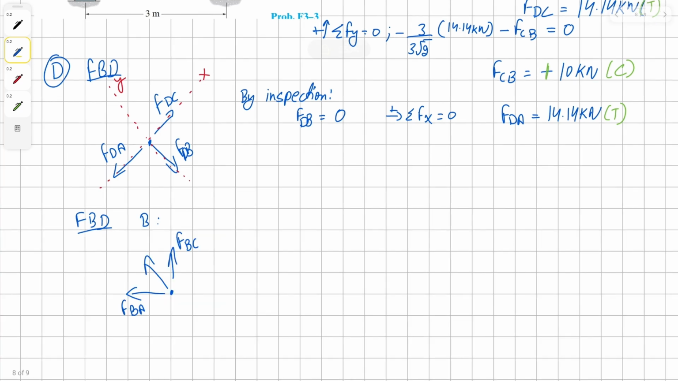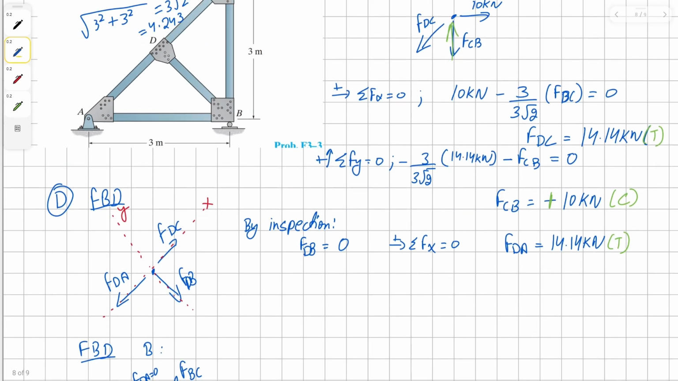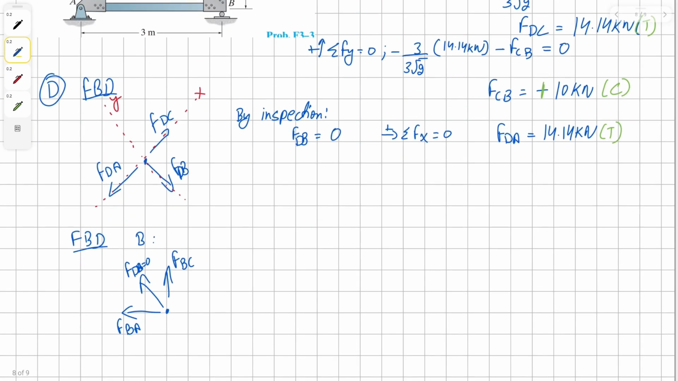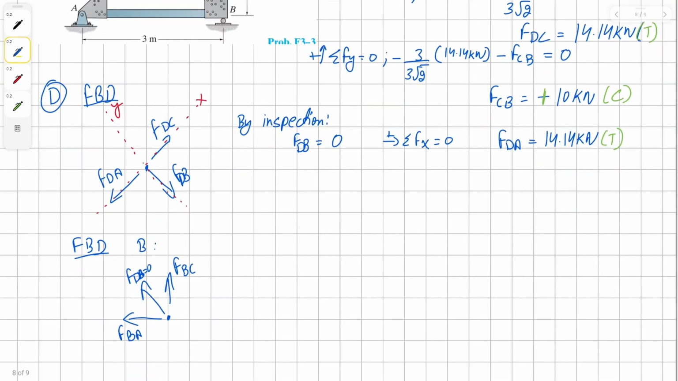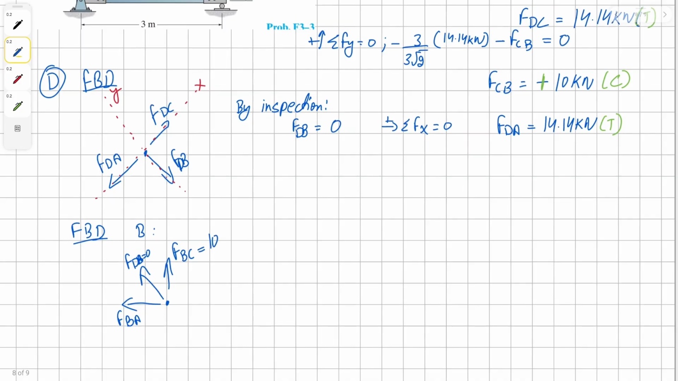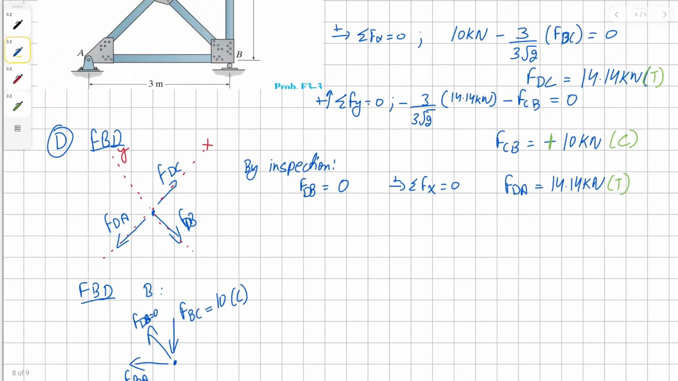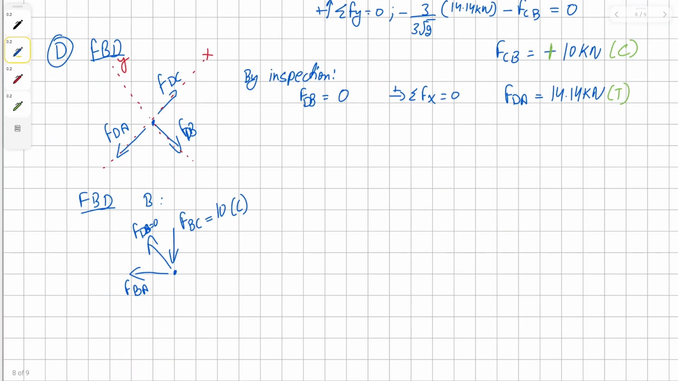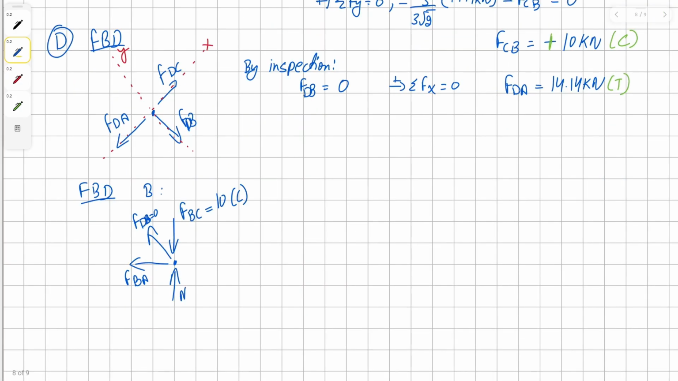Looking at the vectors, we know that force DB is going to be 0 because it's a 0 force member. And then we have already found the force for member CB or BC, which is 10 kilonewtons, and it's in compression. Then we just have to find our force for direction of the roller at B. And before we go to the roller, we also know that our force BA is going to be 0 by inspection because there isn't any other horizontal force acting on this joint.